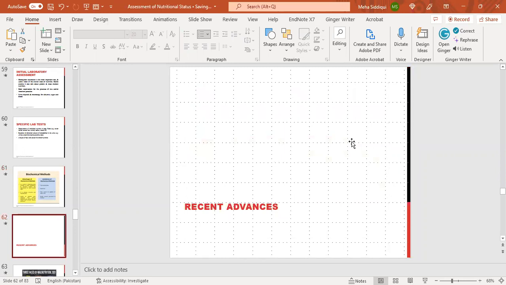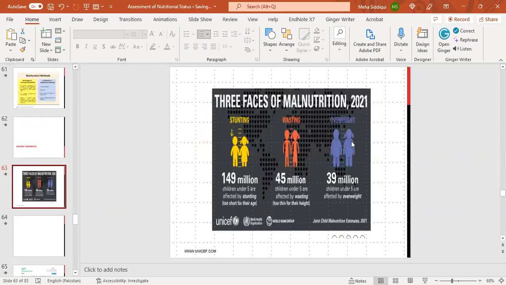Now, moving on to recent advances. According to the UNICEF stats, these are the 3 forms of malnutrition in 2021. Stunting: 149 million children under 5 years of age are affected by stunting, that is too short for their age. And 45 million children under 5 years are affected by wasting, that is they are too thin for their height. And 39 million children under 5 are affected by overweight.